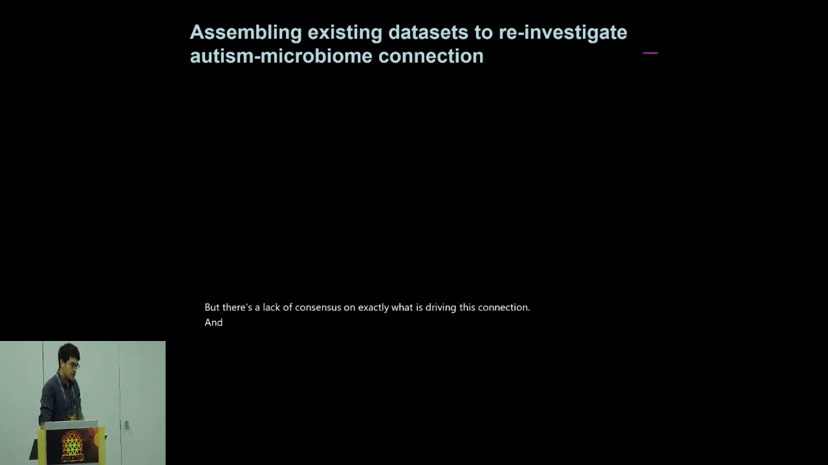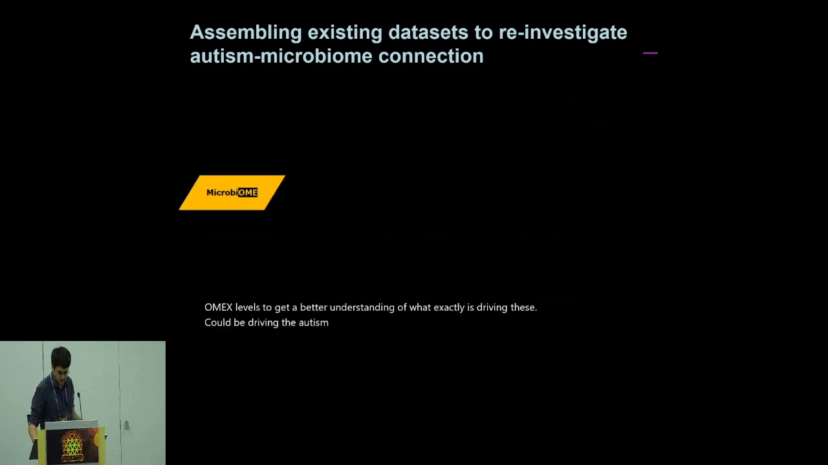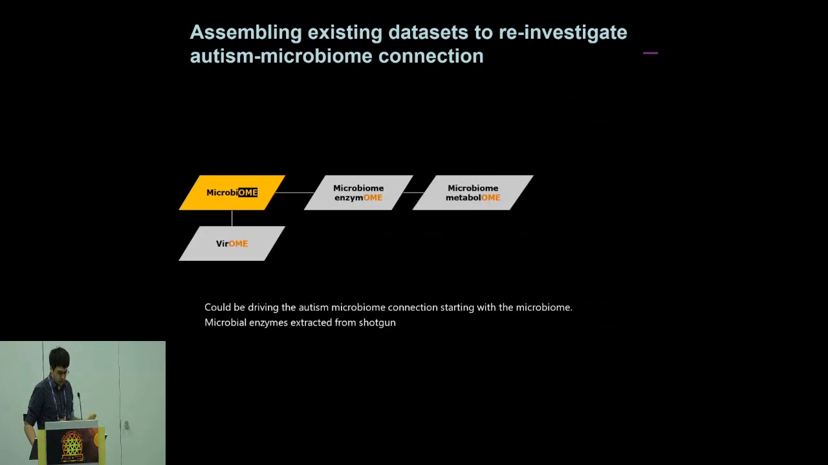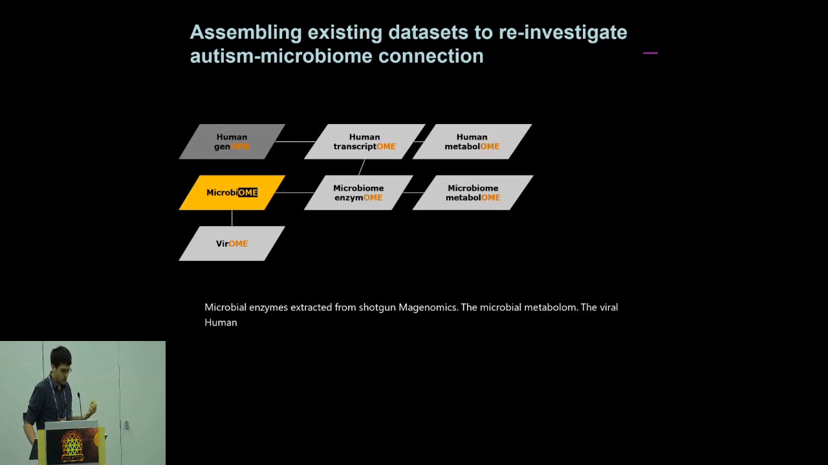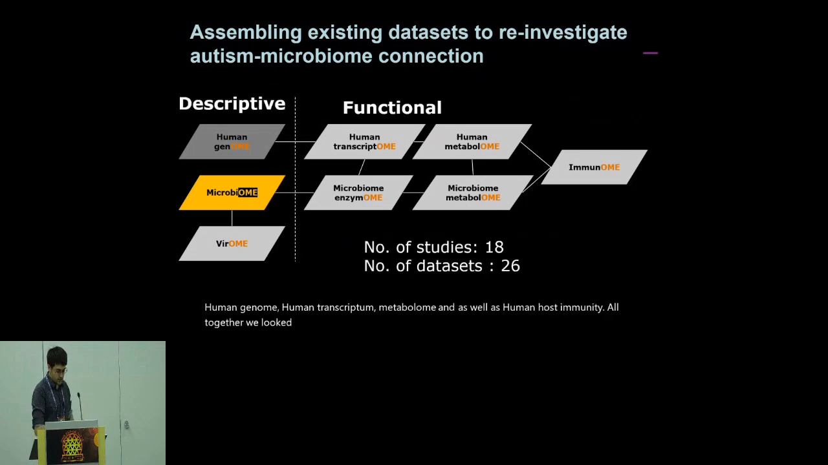And so what we did is we conducted the largest meta-analysis up to date, where we looked at all of the autism microbiome studies that we could get our hands on, as well as all of the adjacent omics levels to get a better understanding of what could be driving the autism microbiome connection. Starting with the microbiome, microbial enzymes extracted from shotgun metagenomics, the microbial metabolome, the virome, human genome, human transcriptome, metabolome, as well as human host immunity. Altogether, we looked at 18 studies spanning 26 data sets.